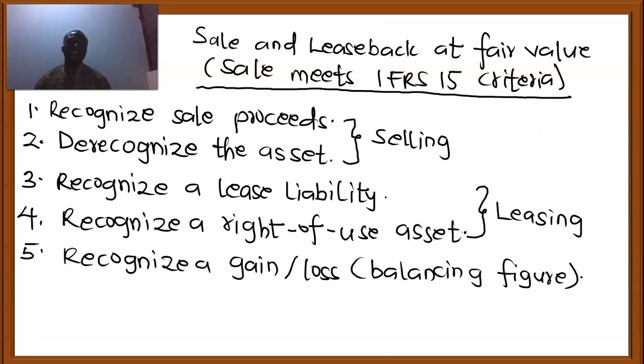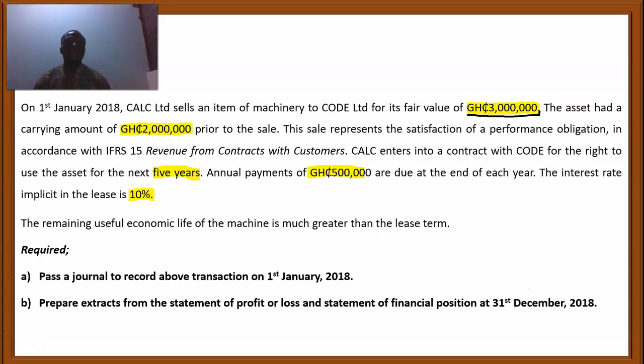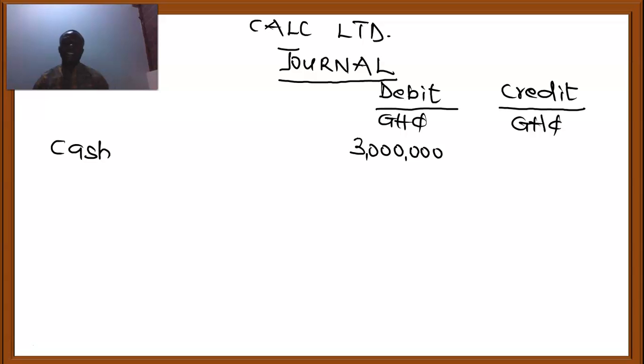Then secondly, we are supposed to derecognize the asset because we've sold it. So we are going to take it off from our statement of financial position. We are going to derecognize the carrying amount of the asset. When we refer back to the question, we are told the carrying amount of the asset is 2 million Ghana cedis. An asset has a normal debit balance, so if you want to derecognize it, we are going to credit it with 2 million.